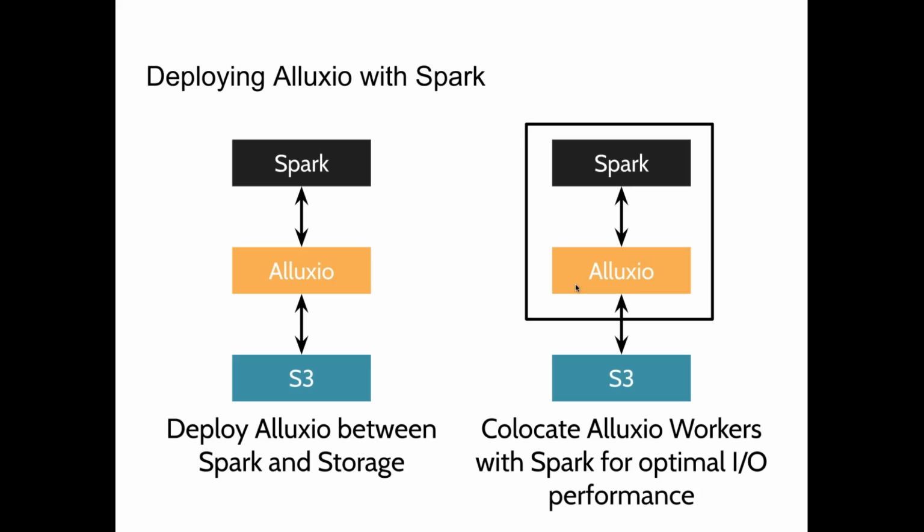So if you really want to optimize your I/O performance, then you can leverage the short circuit read or write provided by Alluxio workers by co-locating Alluxio workers with Spark. And that's illustrated on the right-hand side. And on the left-hand side, essentially, this is another way for people to leverage Spark and Alluxio by having Alluxio as a standalone service. So different Spark clusters, different Spark jobs can read from the same Alluxio cluster, and then they will benefit from previous Spark jobs.